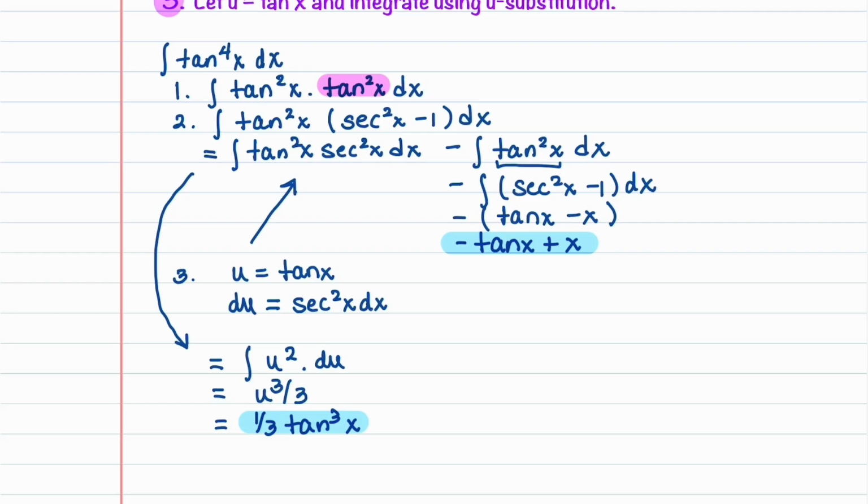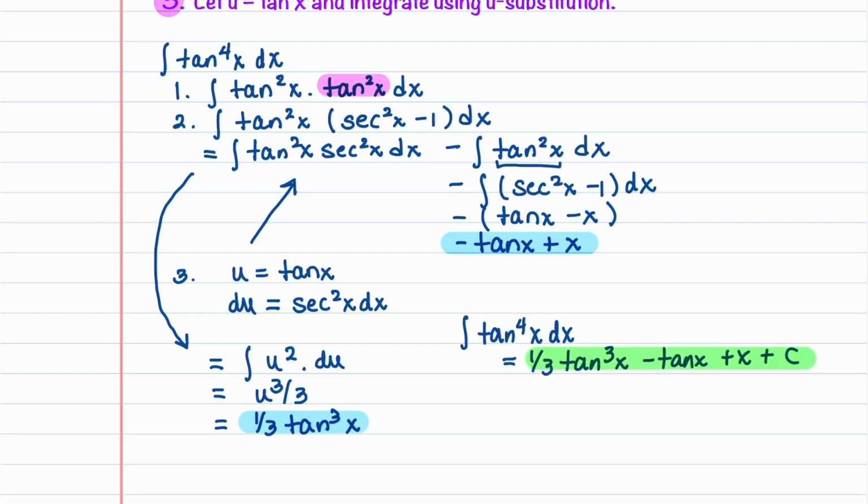Now all we have to do is combine these two answers. So we have the integral tangent to the fourth x dx is equal to 1/3 tangent cubed x minus tangent x plus x, and then we add on our arbitrary constant c. And there's our answer.